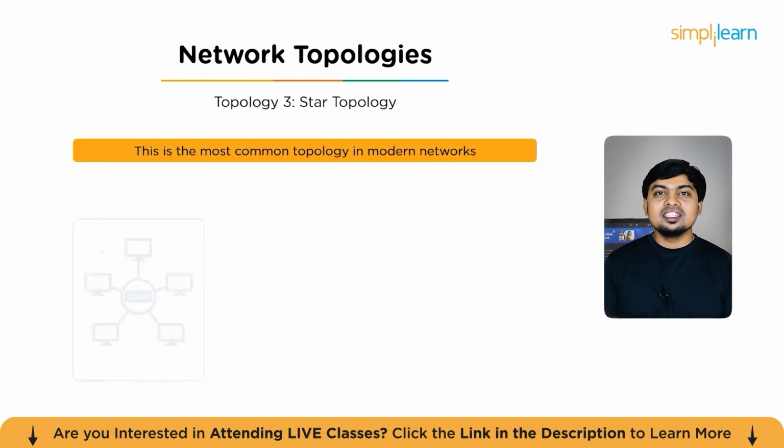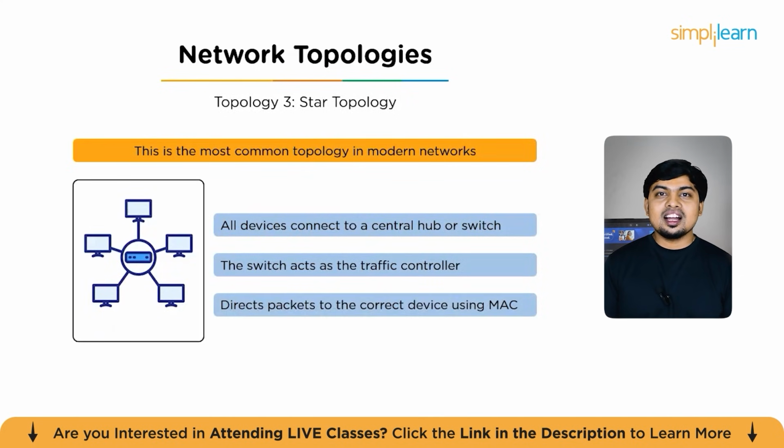Now comes the third type, which is star topology. This is the most common topology in modern networks, especially for home, Wi-Fi, and office LANs. Now let's discuss how it works. All devices connect to a central hub or switch. The switch acts as the traffic controller.